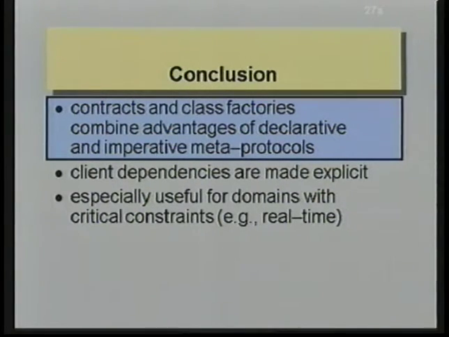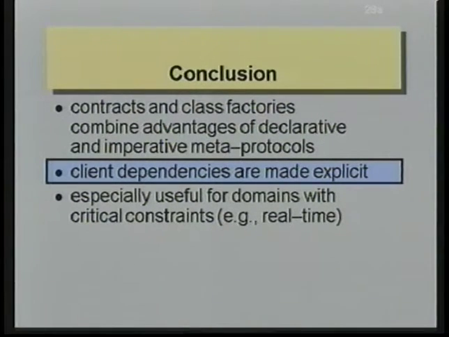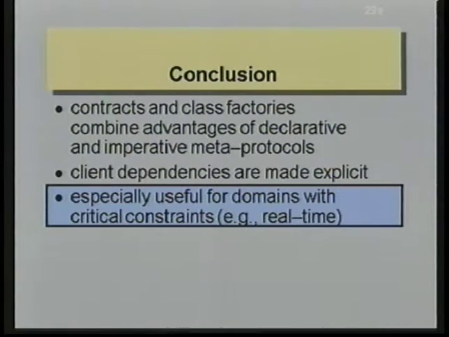Another major advantage of our approach is that the dependencies on server behaviors that would ordinarily be just implicit in application code can actually be made explicit by the contract, and so they aren't just hidden in the applications, and you end up with potentially more robust client applications that way. Our techniques are especially useful in domains where you have very critical constraints, where, like in a hard real-time system, you absolutely need to know what the performance is going to be, and you can't tolerate missing any deadlines.